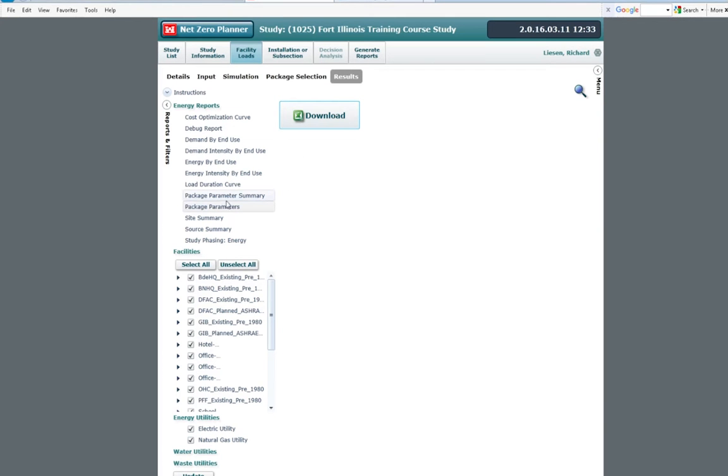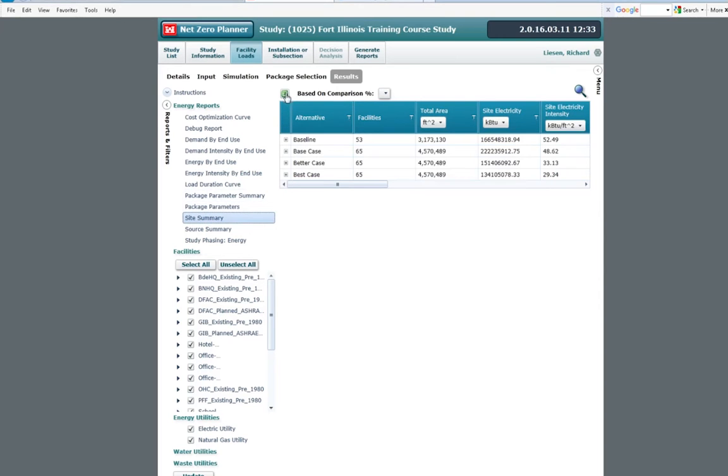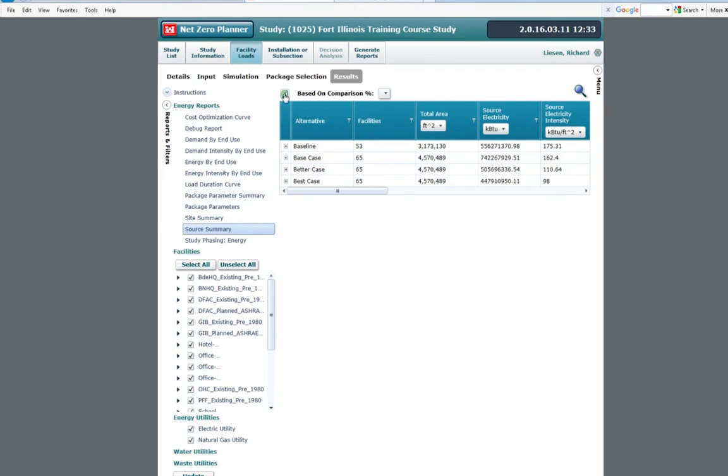All right, those are those two reports, and those are more outputs. And remember, for several of these reports, we do have the Excel download, so you can download that report, and we see that as well for the site and source summaries. Those download reports here, and then the last one we have here, and this is an important one, is the study phasing. And so to review that, let's go back here really quick.